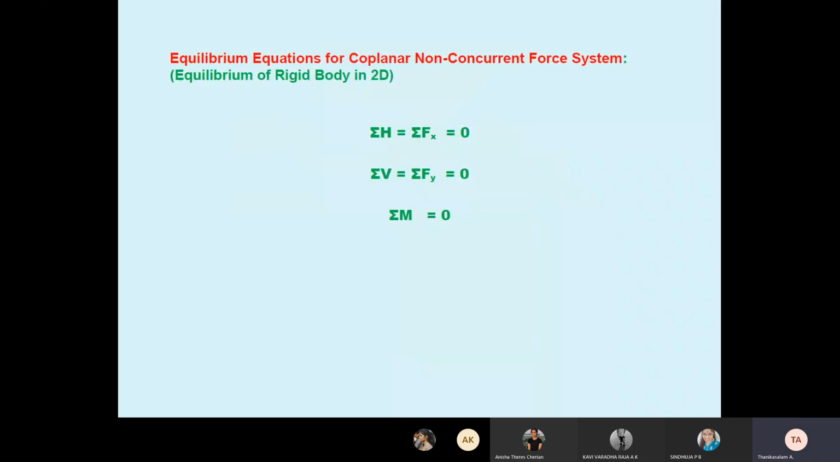Then the equilibrium equations for a coplanar non-concurrent force system: summation of all horizontal forces must be 0, summation of all vertical forces must be 0. Then resultant moment, summation of M at any point, must be equal to 0. Then only we can say the rigid body is in equilibrium.